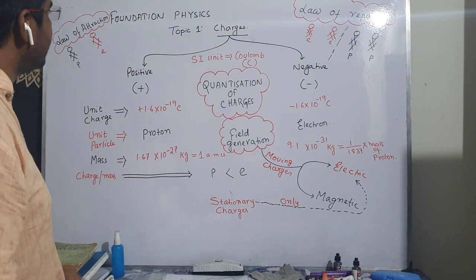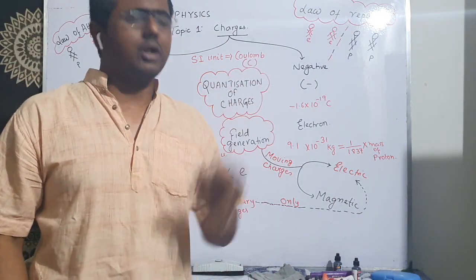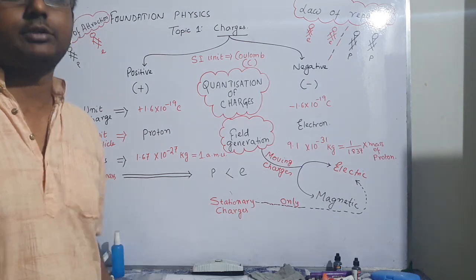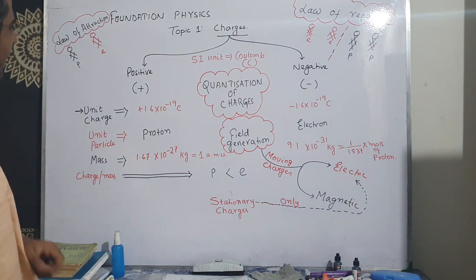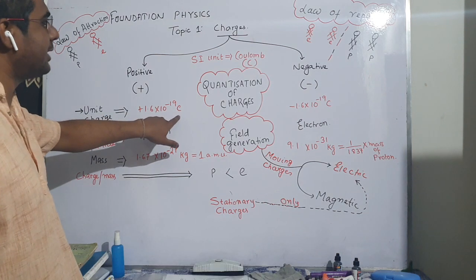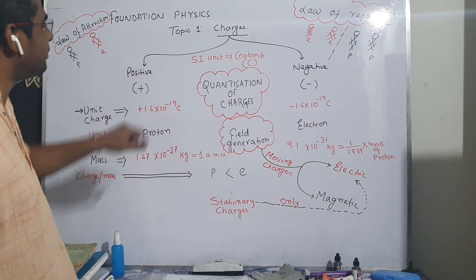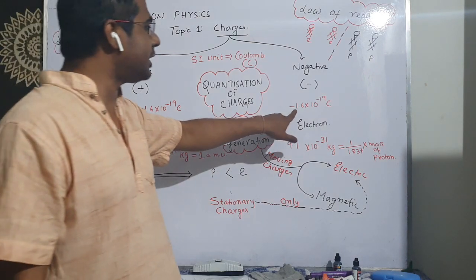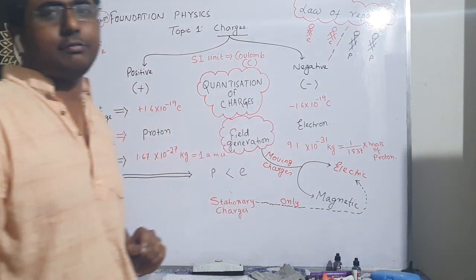Next, unit charge. Unit charge means, see, charges can be of large quantity or of small quantity. The smallest quantity of charge is called unit charge over here. This charge is considered as 1.6 × 10^-19 coulomb. This is one unit of positive charge, and one unit of negative charge. You just put a negative sign beside this and you will get one unit of negative charge.